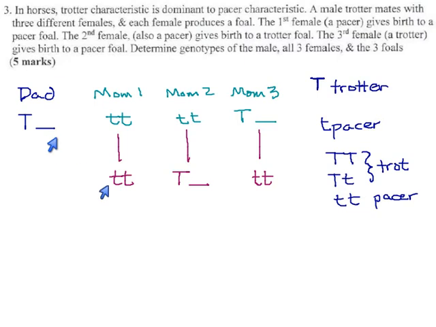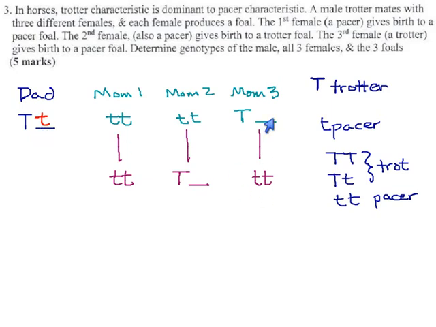Looking at dad, what does this foal tell us about dad? This foal has 2 little t's. You always have 2 alleles, and one of them came from each of your parents. So one of these came from mom. Not surprising, it's all she had. The other one had to come from dad, which means he must be heterozygous. He's not showing the pacer trait, but he has it, and some of his children will have it. So that's good. We got one there.